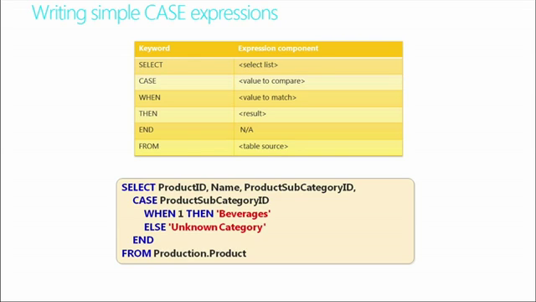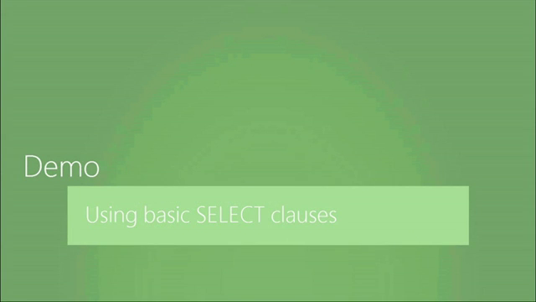when 1, then it equals beverages, else it's an unknown category. So it's going to go down through, and when it finds that the product subcategory ID is equal to 1, we're going to know that it's beverages. Otherwise, it's going to show it as an unknown category. When I do a demo, I'll show you this command specifically, so you have a better idea as to what this looks like in action. In fact, let's do that now.